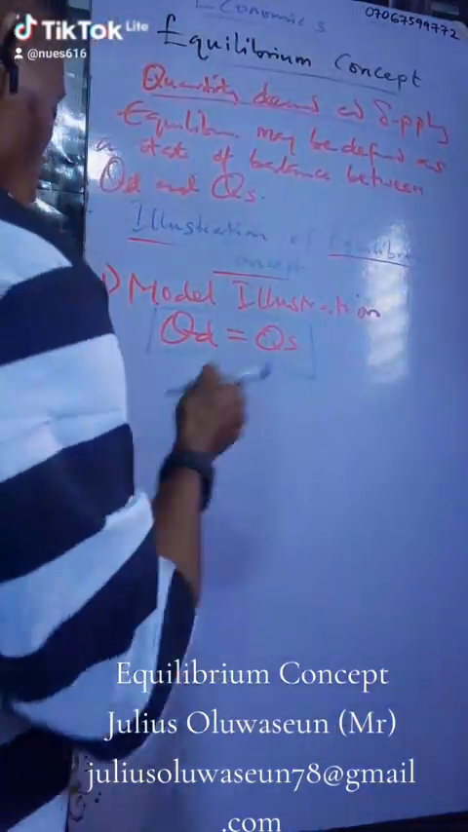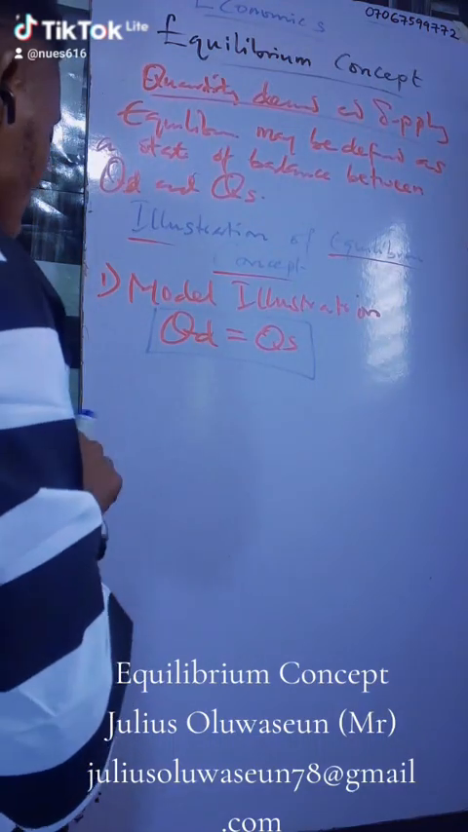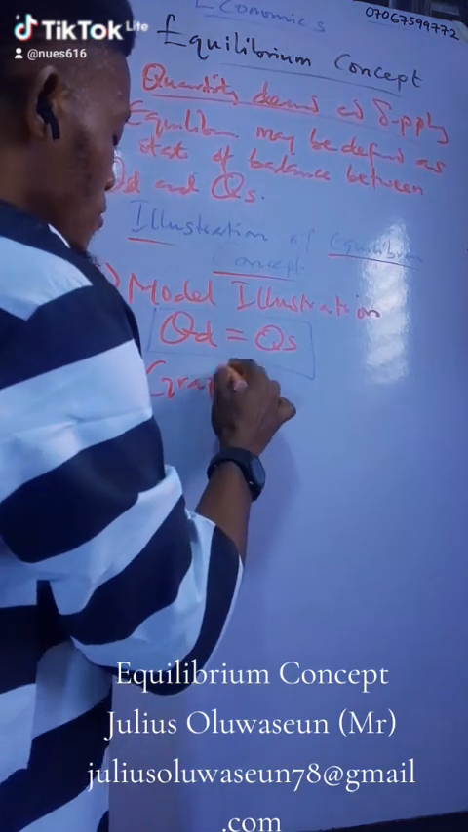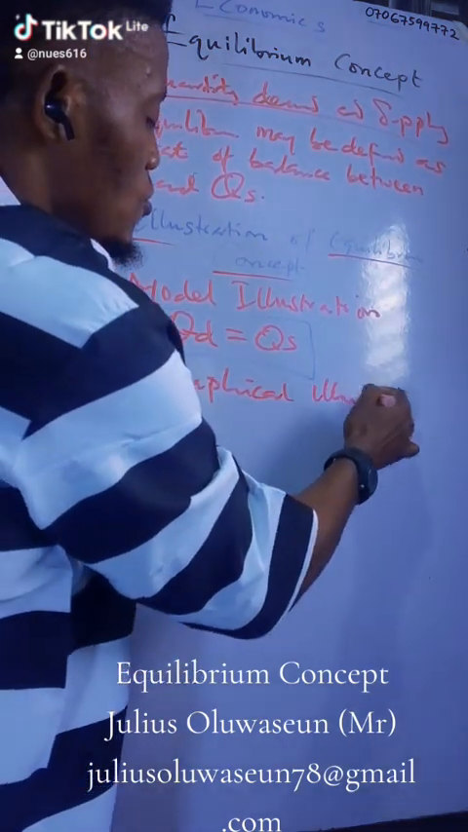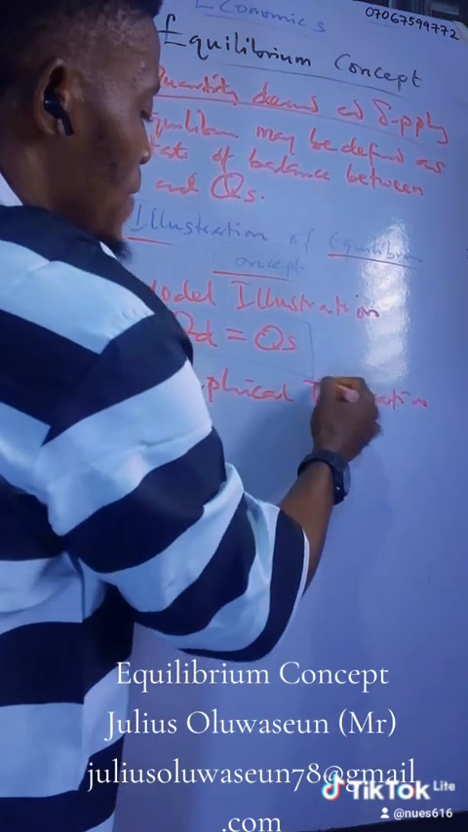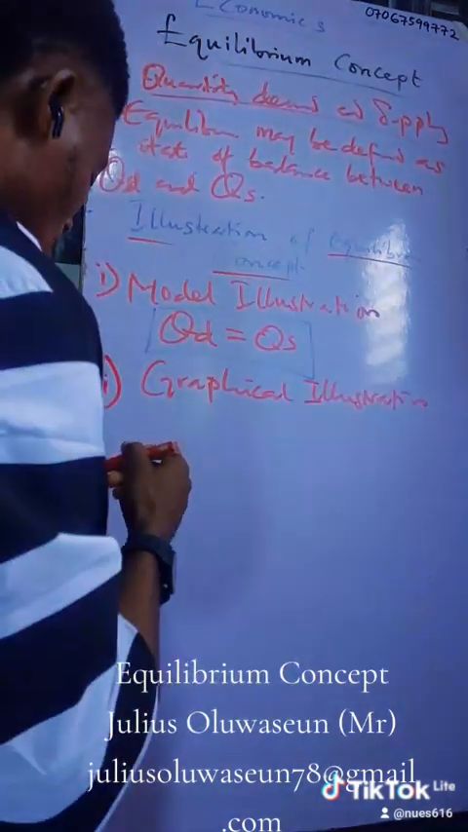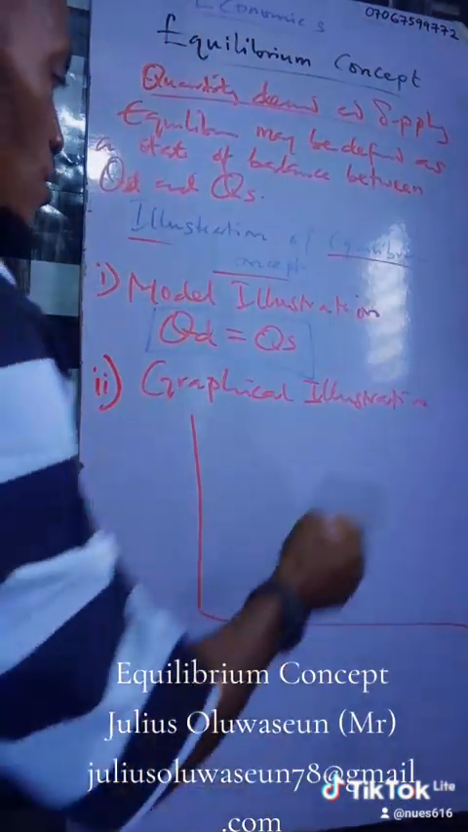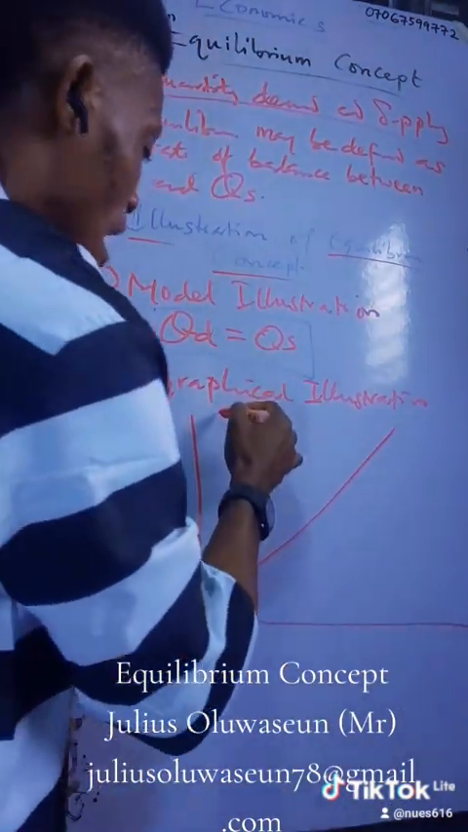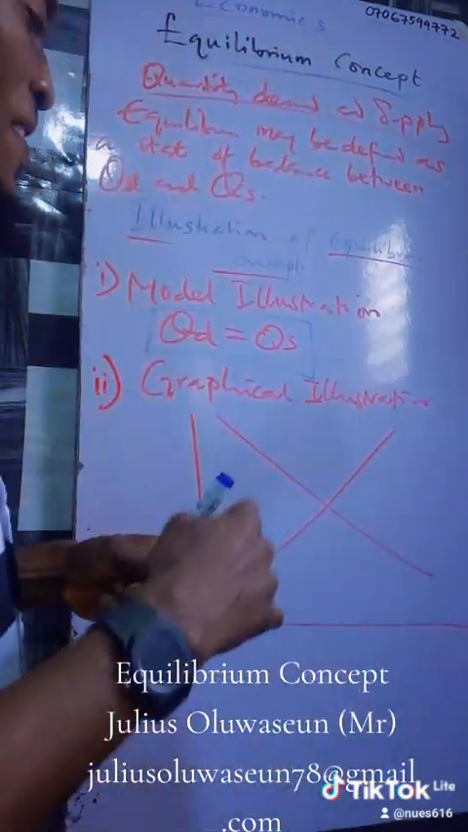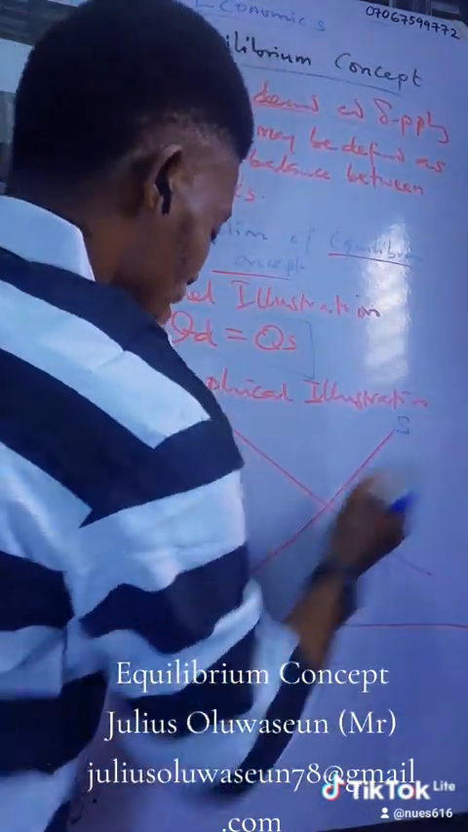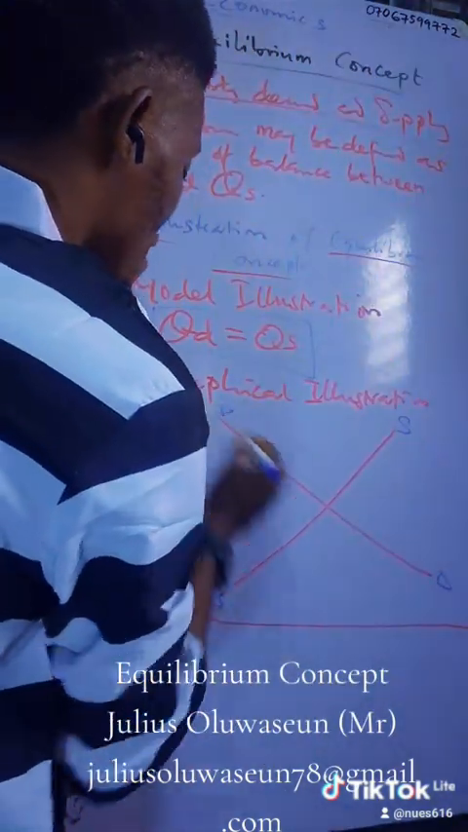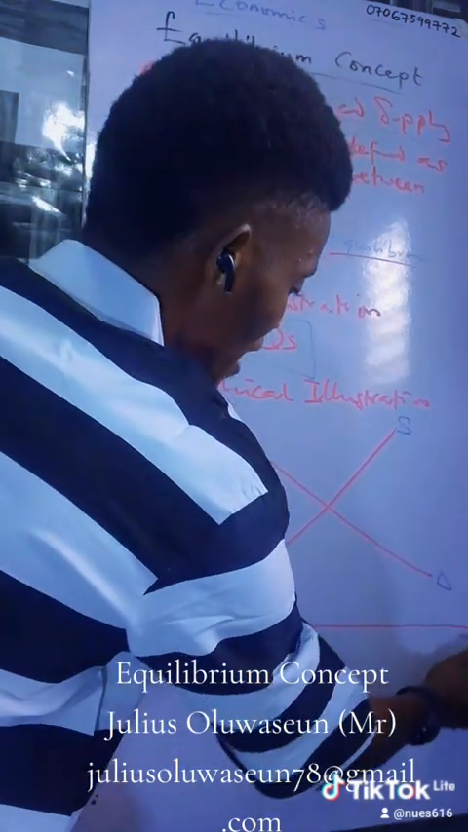Illustration number 2 is that of the graphical illustration. This is figure 1, figure 2, and this is the graphical illustration. So we have our graph like this. You can see this graph. We can have our supply curve and also our demand curve. So this is supply, and this is demand. We also have P here for price, we have 0 here, and we have Q here.